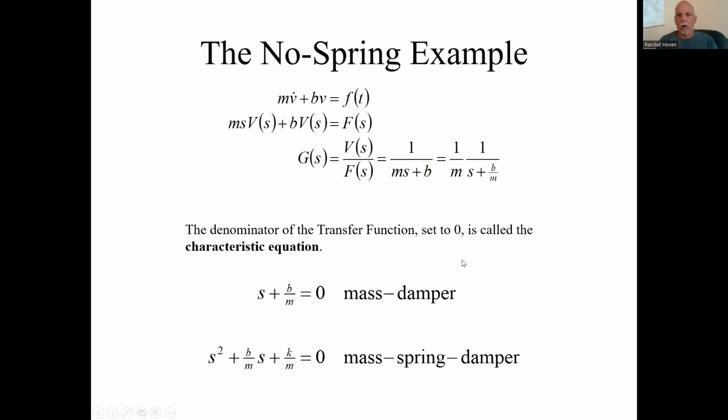And by the way, we're going to start defining some terms here. So we define the transfer function. It's that ratio of output over input in the Laplace domain. And the characteristic equation is that denominator set to 0. So this is the denominator for this mass damper system above. This is the characteristic equation for the mass damper system. And this is the characteristic equation for the mass spring damper system.